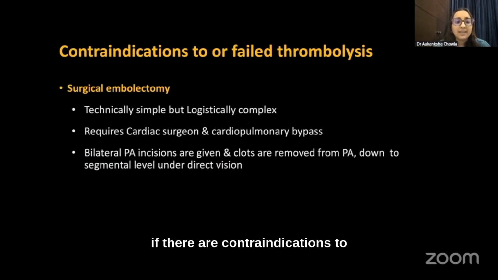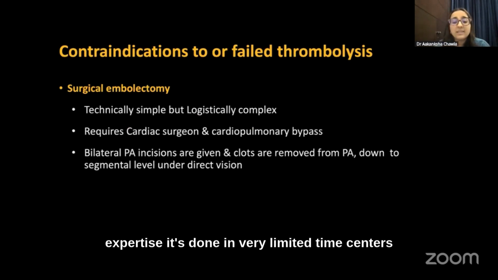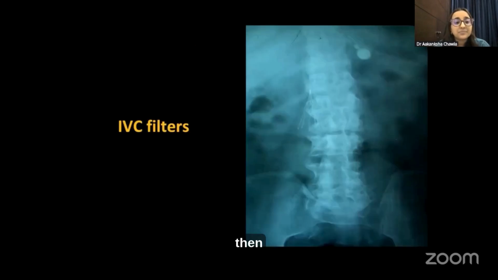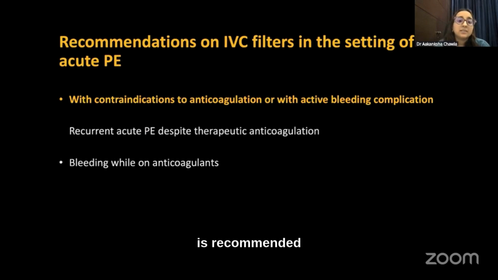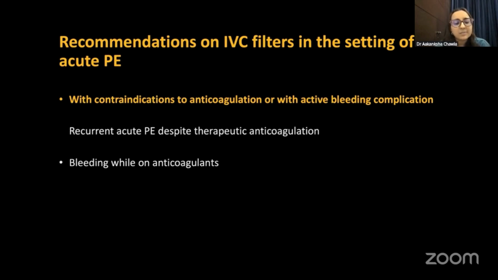So if there are contraindications to, or there is failed thrombolysis, then surgical embolectomy is the treatment of choice. However, it's a very complex procedure. It requires expertise. It's done in very limited centers. Then IVC filters are recommended in patients with contraindications to anticoagulation or with active bleeding complications, recurrent acute pulmonary embolism despite therapeutic anticoagulation, and bleeding while on anticoagulants.